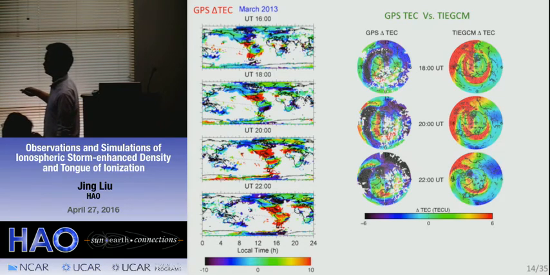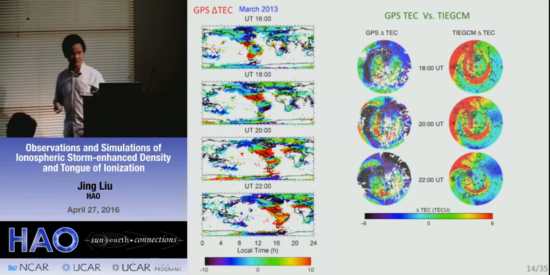The right hand side is from the TIGCM simulation. We see the TIGCM did a good job in capturing this enhanced density here and the tongue of ionization and the boundary blob. But the TIGCM model tends to underestimate the negative storm effects in the afternoon and nighttime sector, and also in the morning sector.